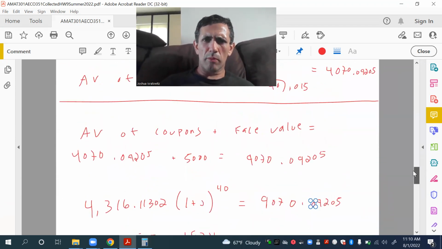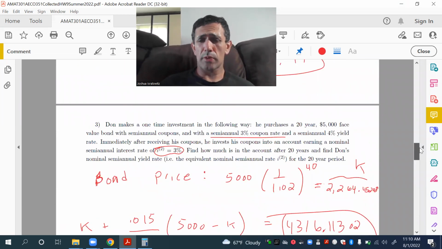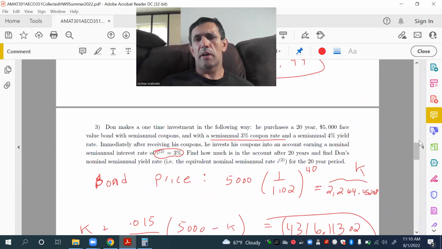So yeah, a lot of moving parts, but I think the idea is very important, very practical. Definitely if you're a company, you might do things like this with extra money, you might purchase a bond and then reinvest your coupons. Why the hell not?